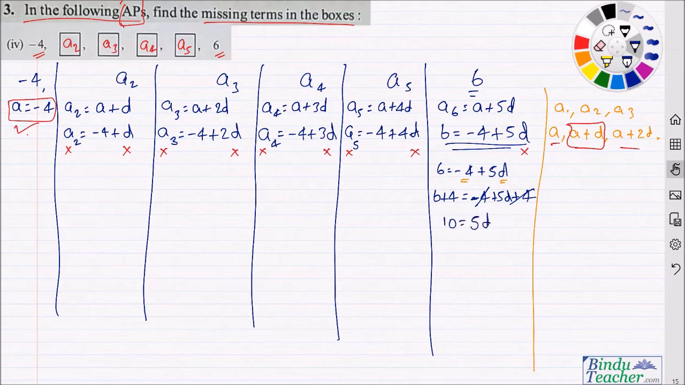Now similarly, I want to remove 5. How can I do that? I will divide by 5. So we'll say 5D into 1 by 5, and we will also do the division on the left hand side of the equation. So 5 divided by 5 equals 1. 10 divided by 5 will give me 2. So 2 equals D, or in other words D equals 2. Now we have identified the value of D, which is the common difference.